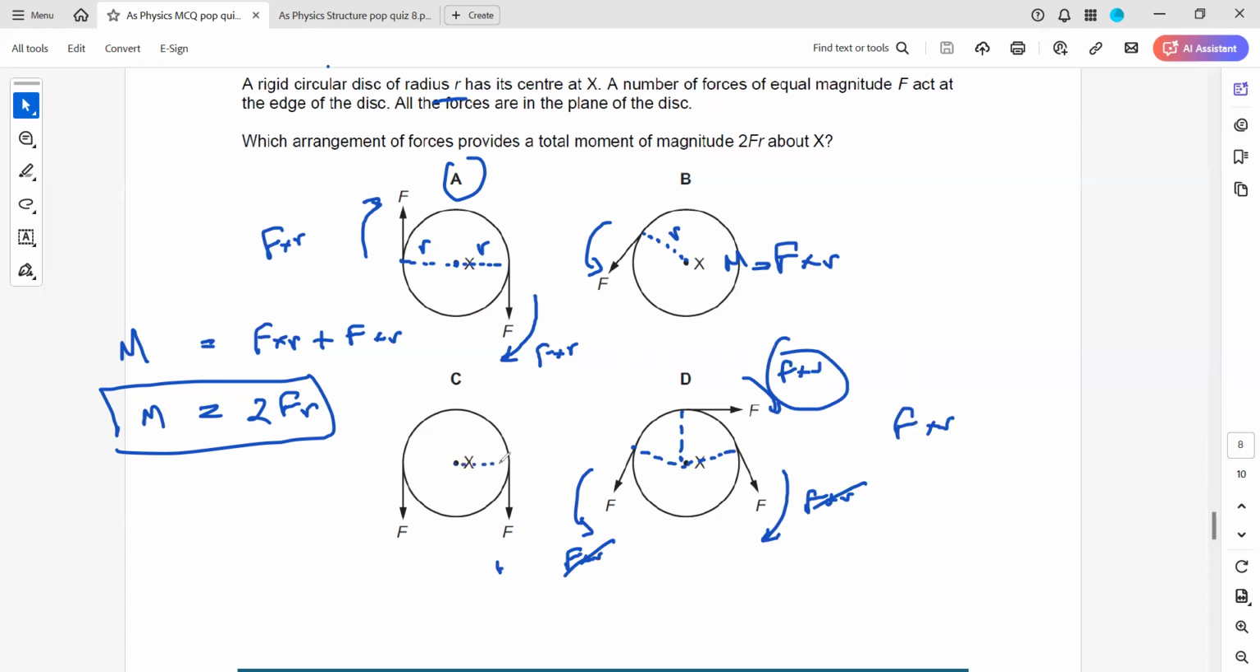What about option C? The distances are here and here. This causes a turning effect F into r clockwise and the other one causes F into r anti-clockwise. So the net turning effect will be 0 in C. So whenever we need a turning effect or a resultant moment, if they're in the same direction, we add. If they're in the opposite direction, we subtract.